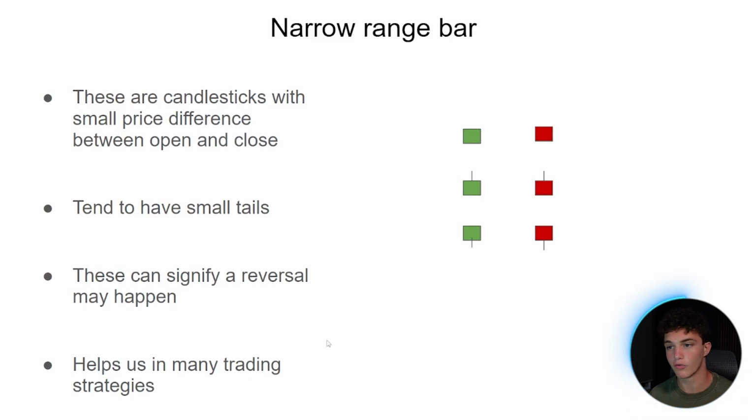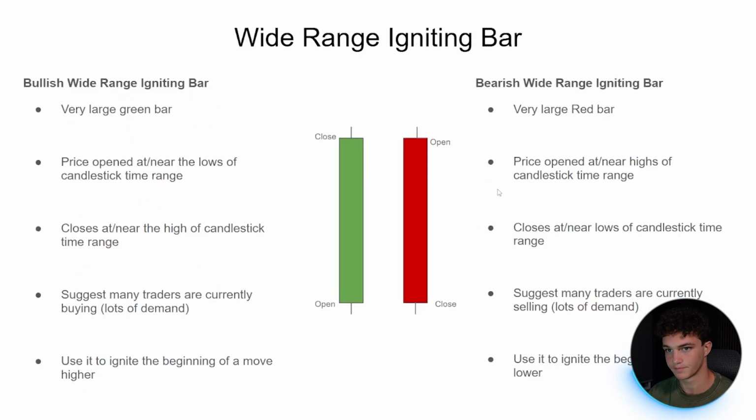We're going to be going over the patterns and strategies later on. So I just want you guys to be able to memorize and remember what this candlestick looks like, so when we go through the strategies, you automatically know what this candlestick is. The second type of bar is called the wide range igniting bar. This bar is used when it ignites a move in a direction.